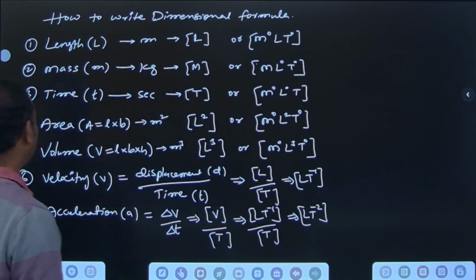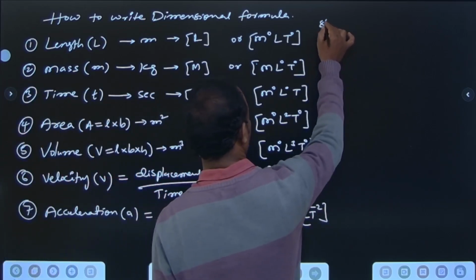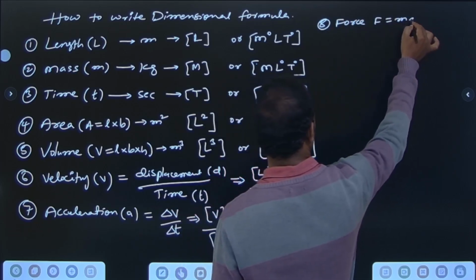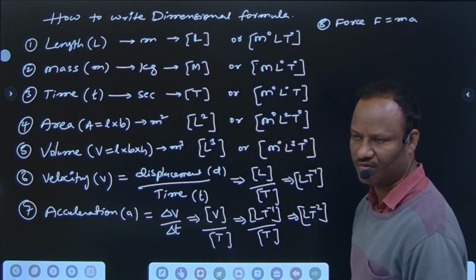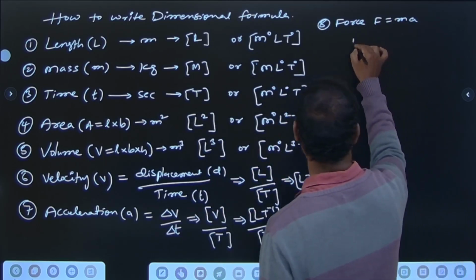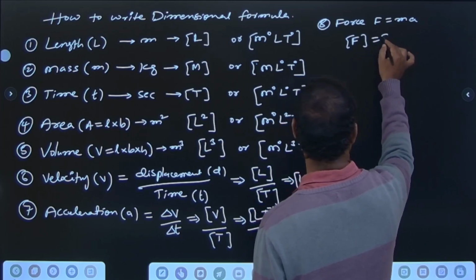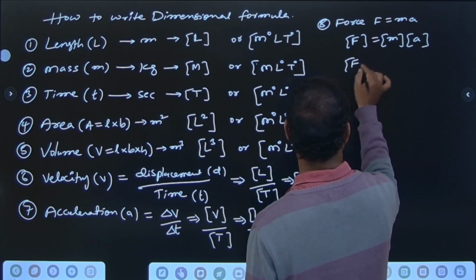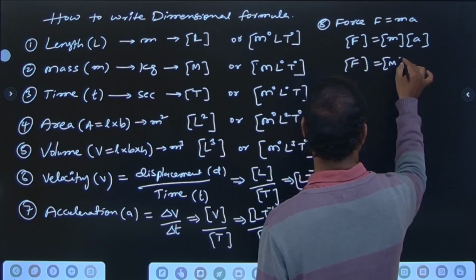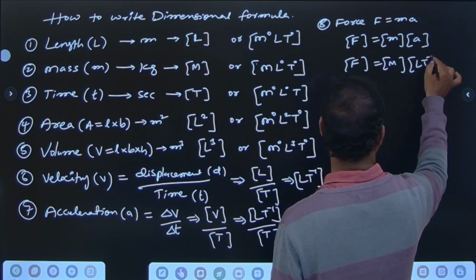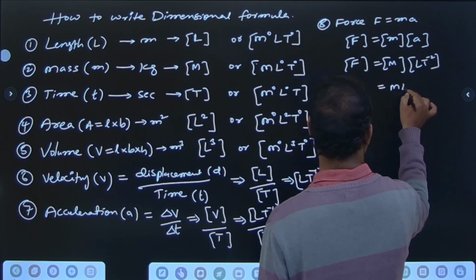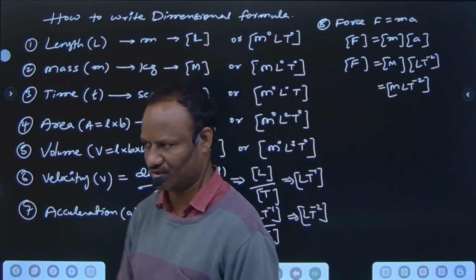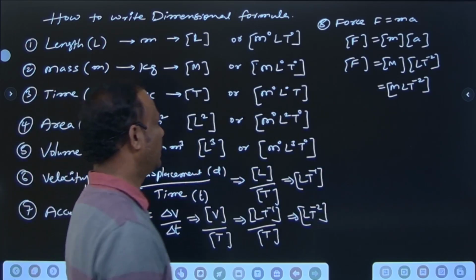So if you write about force, okay. Force is F. F is equal to Ma. I want to write the dimension formula of force. Dimension formula of force is equal to the dimension formula of mass times the dimension formula of acceleration. F is equal to, M is capital M. Acceleration is L T power minus 2. This will become M L T to the power of minus 2, which is the force. So you can write any dimension formula like this.